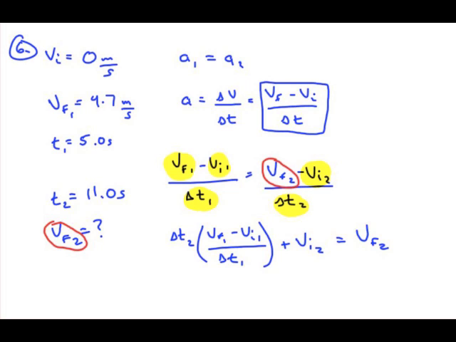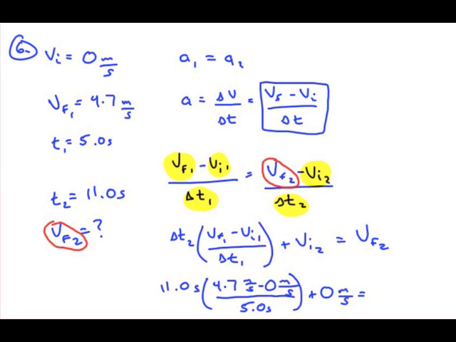So delta T2, what is that? That is 11.0 seconds times VF1, 4.7 meters per second, minus 0 meters per second, all that over our T1, which is 5 seconds, plus VI2. That is, both initial velocities are the same, which is 0 meters per second, so plus 0, gives us our final answer.